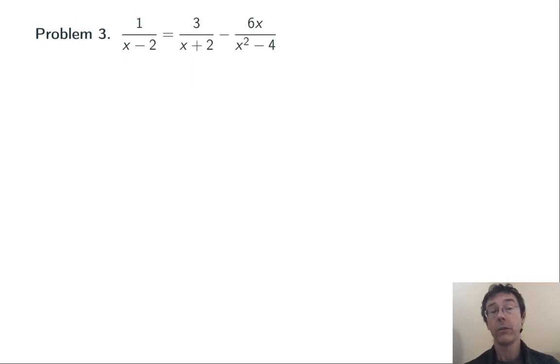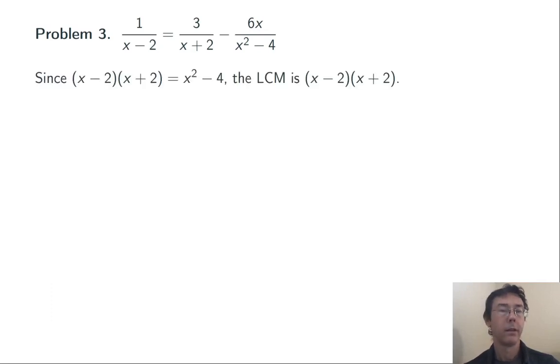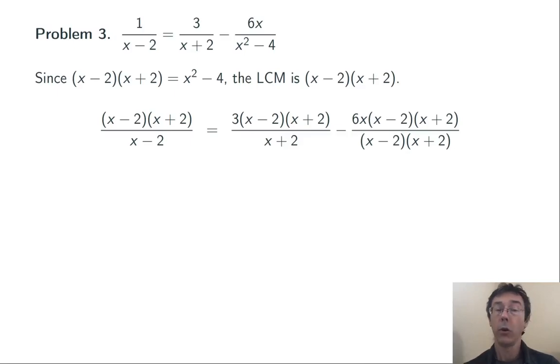1 over x minus 2 equals 3 over x plus 2 minus 6x over x squared minus 4. First, we need a least common multiple for those 3 denominators. Now, x squared minus 4 is a difference of squares. It's equal to x minus 2 times x plus 2. So the least common multiple for these 3 rational expressions is just x minus 2 times x plus 2, the least common multiple for the denominators of them. So I multiply through by that LCM.